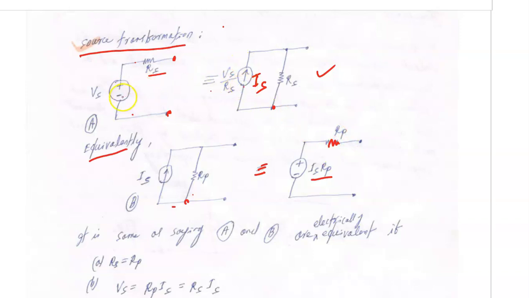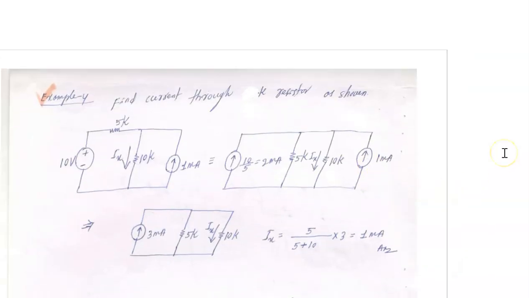Remember the orientation. This plus minus, the orientation of current is this. This is the flow of current. So the orientation of the voltage. So let us try with an example.